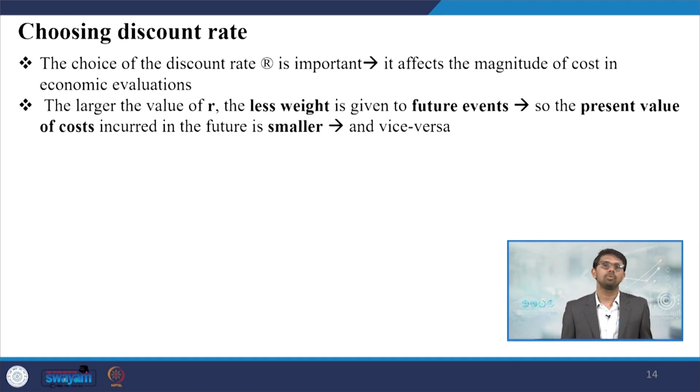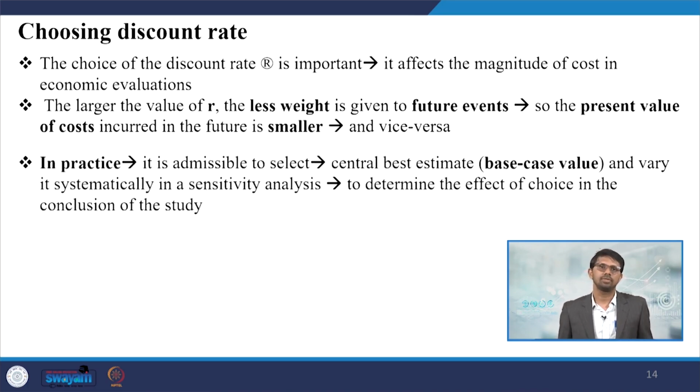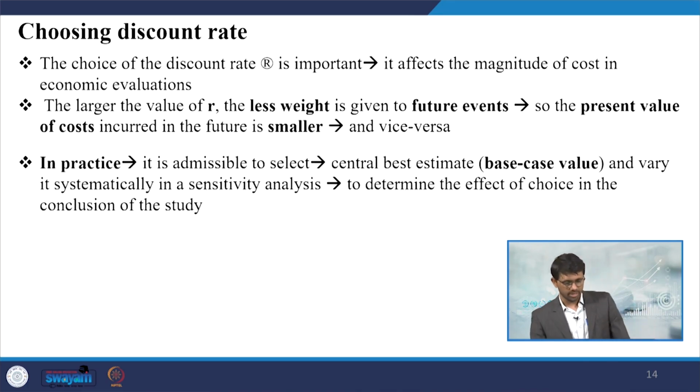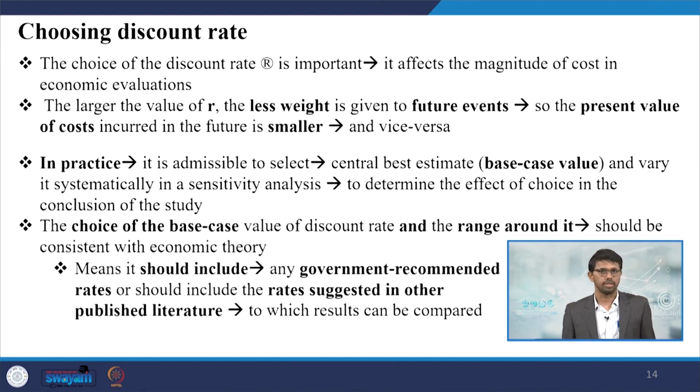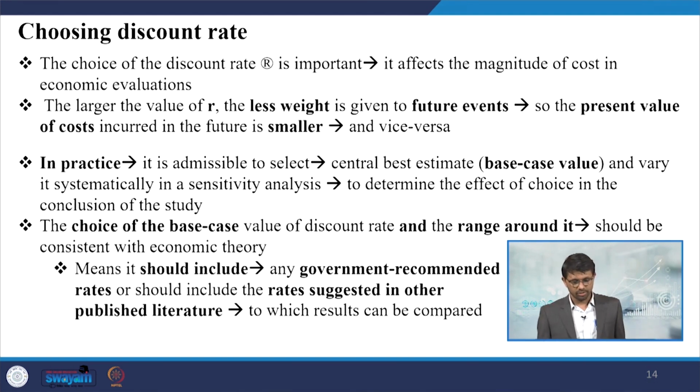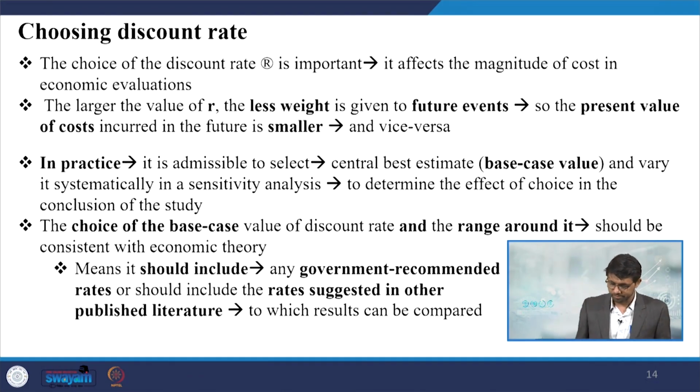The larger the value of R, the less weight is given to future events, and so the present value of cost incurred in the future is smaller, and vice versa. In practice, it is admissible to select a central base case estimate, and vary it systematically in a sensitivity analysis to determine the effect of the choice on the conclusion of the study. So far as choice of base case is concerned, we can follow the government recommended rates, or it should include the rates suggested in other published literature.